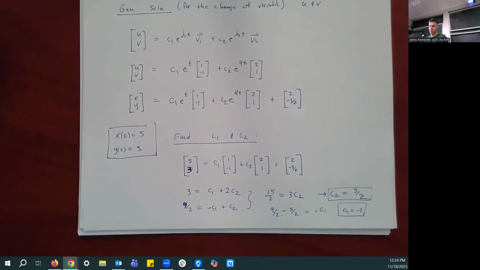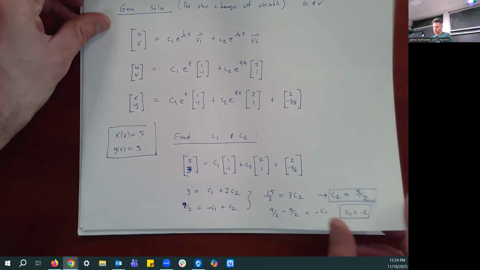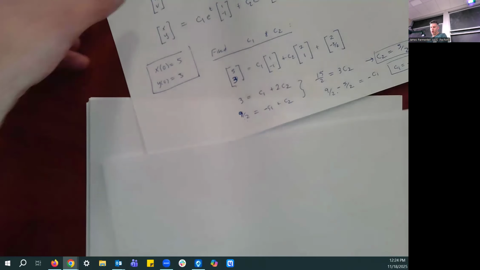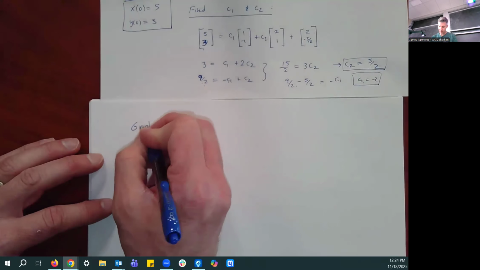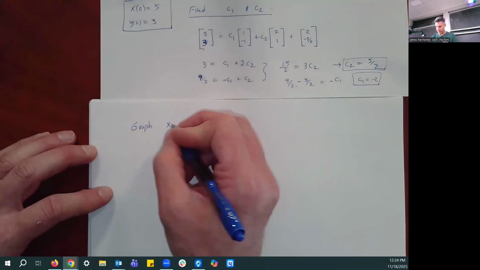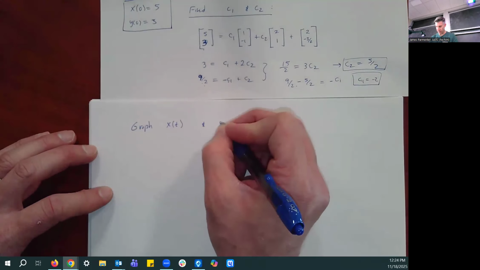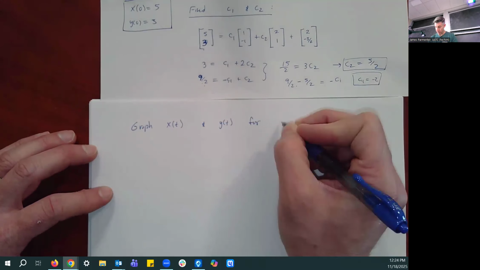Sure. Let's do one more. I'm just trying to think about it. Let's also, while we're at it, go ahead and graph x as a function of time and y as a function of time for our particular solution.